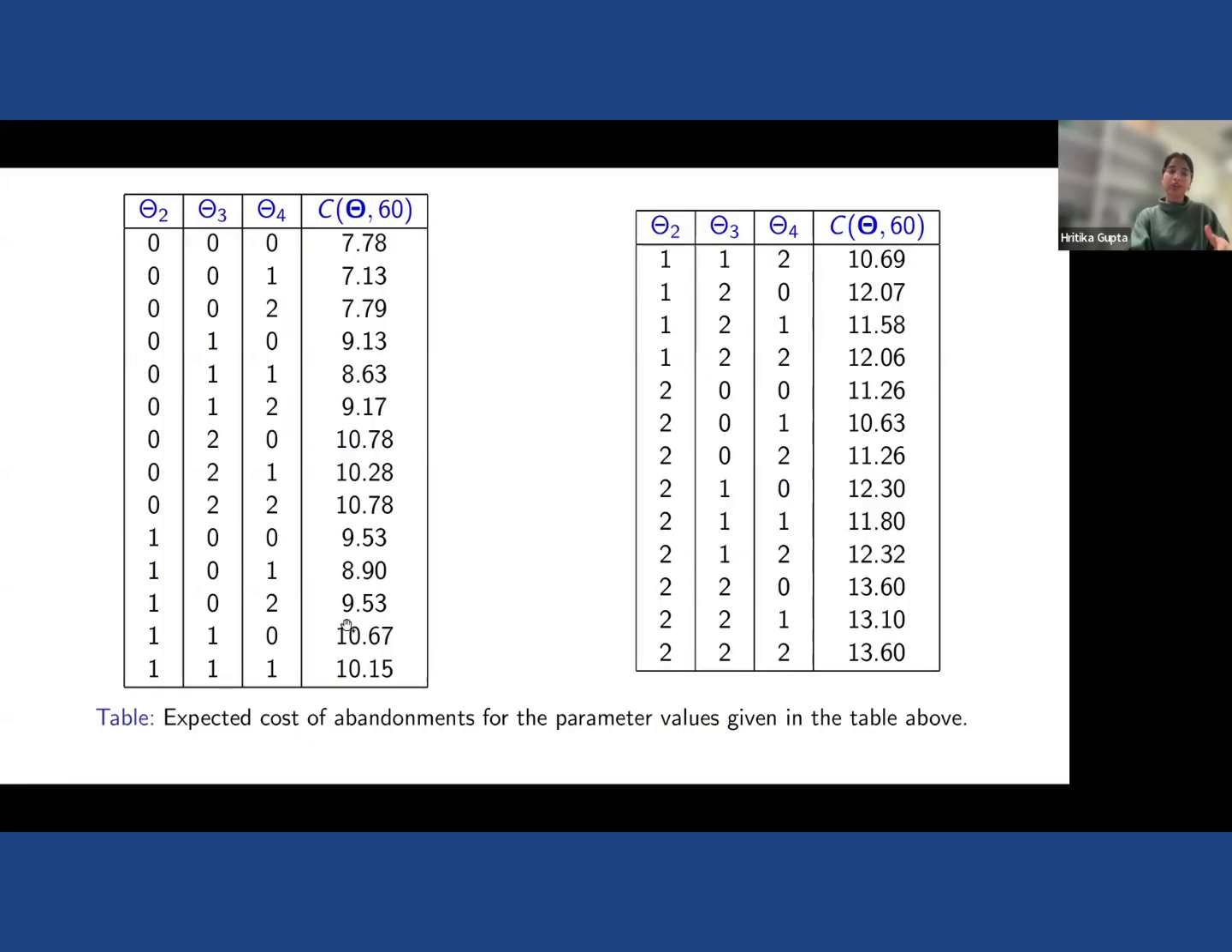And this is the cost of abandonments, but similarly, you can find other performance measures. For example, as I said, waiting time distributions of the customers, and you can do it for any initial state, for any time duration, and find the best reservation policies for the call center.